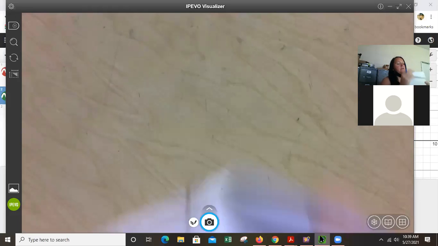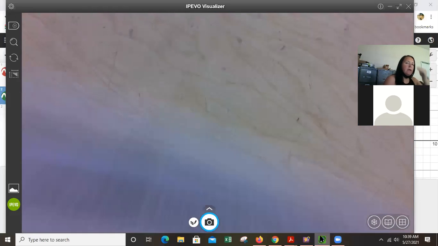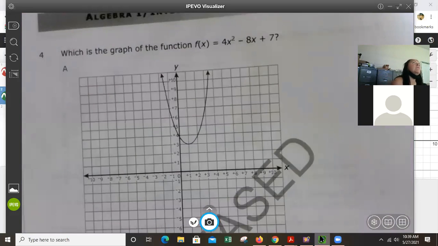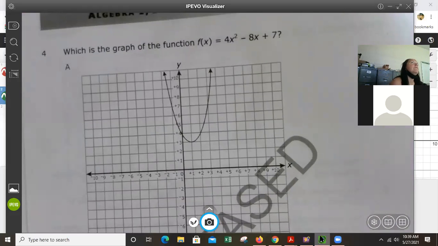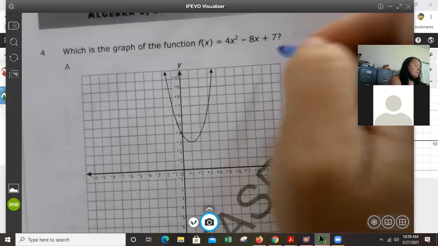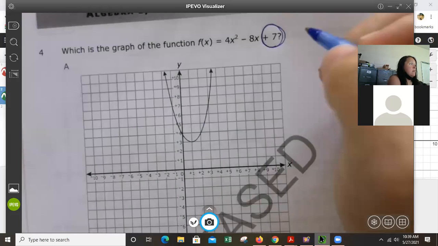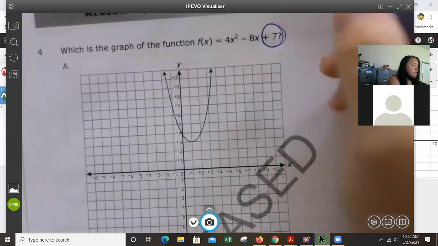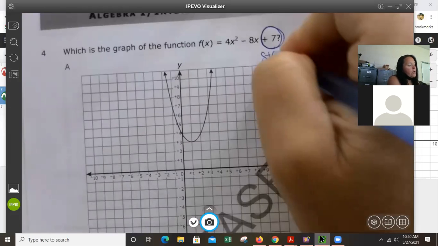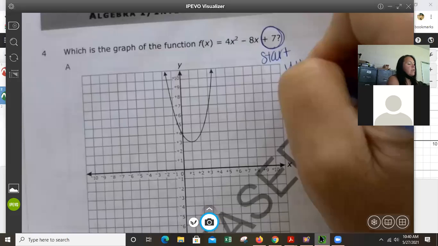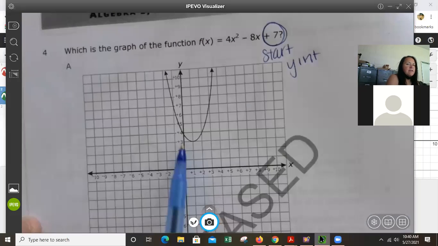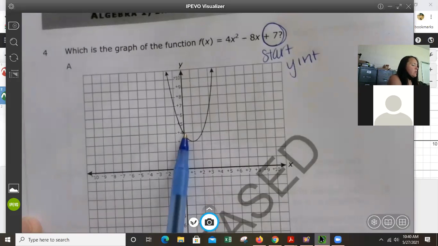Now, this one's pretty easy. It says, which is the graph of 4x squared minus 8x plus 7? This is number 4. You do not need a calculator for this. The big thing that you're going to look at is that last number. What is that last number called? It's where you start, or your y-intercept. Perfect. So we're looking for a 7 for a y-intercept. Our y-intercept on this one is 4. We don't want that.